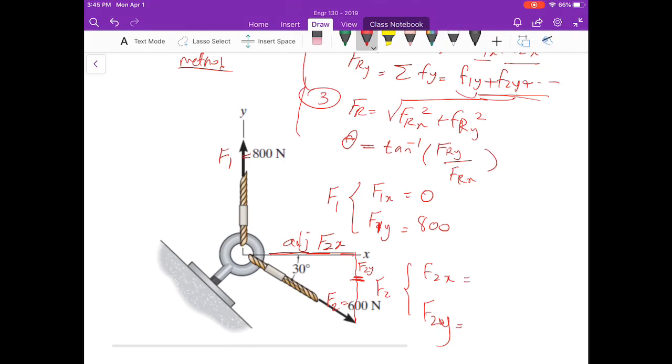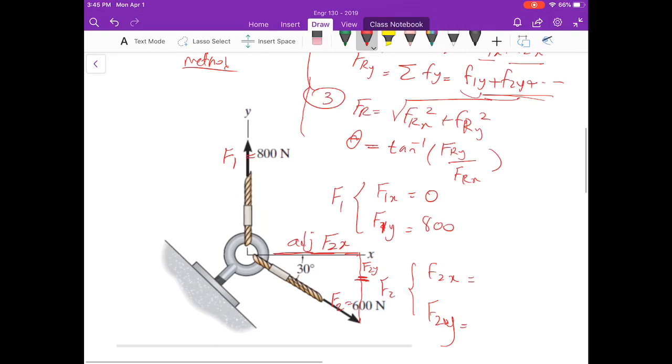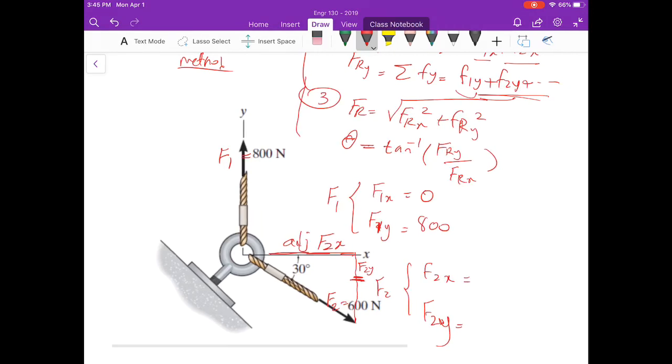If you remember, for adjacent we use cosine, and for opposite we use sine. So in this problem, the adjacent, which is F2x, is equal to 600 cosine 30, and for y, I can say 600 sine 30. The only thing I should make note of is that F2 is pointing downward. It's pulling downward. So in the sine, I have to say F2y is minus 600 sine 30.